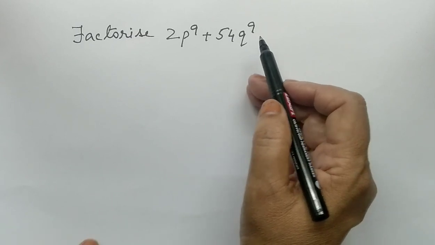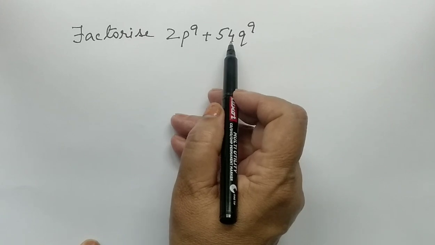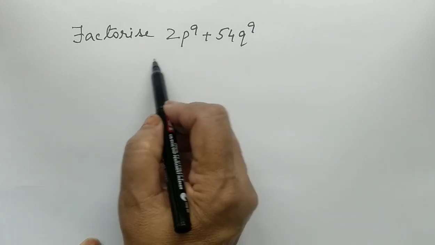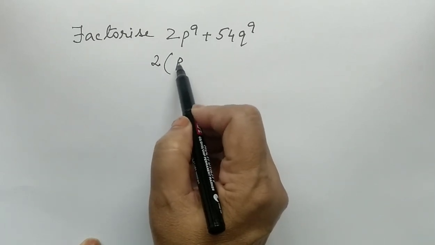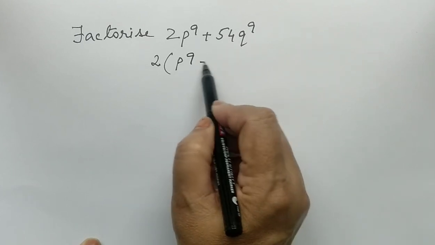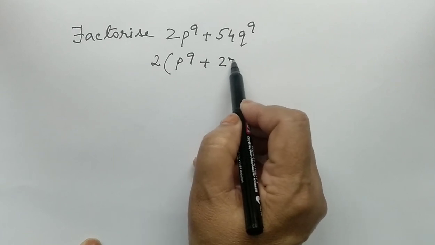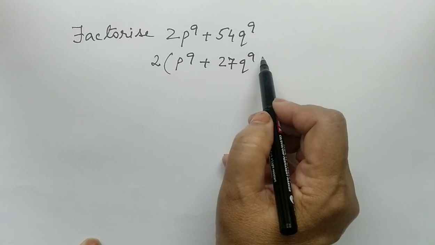So first thing we will see is that 2 is here. Can we also derive 2 from here? Of course we can, because this is an even number. Alright. So we have 2 as common and we are left with p to the power 9 plus 27q to the power 9.